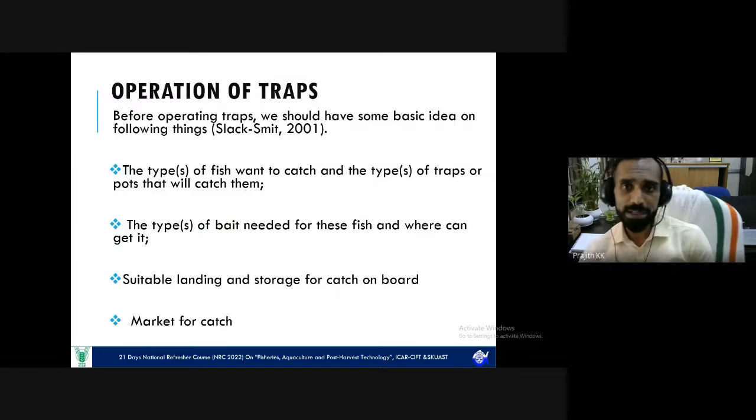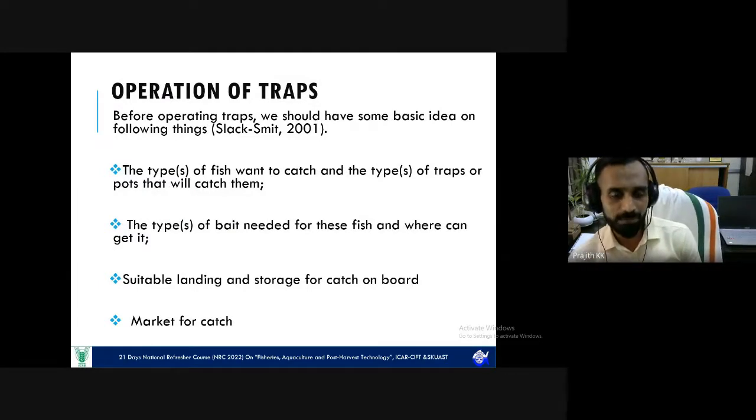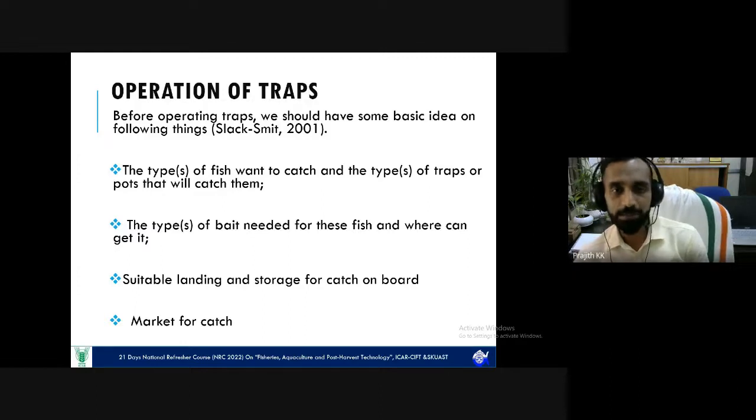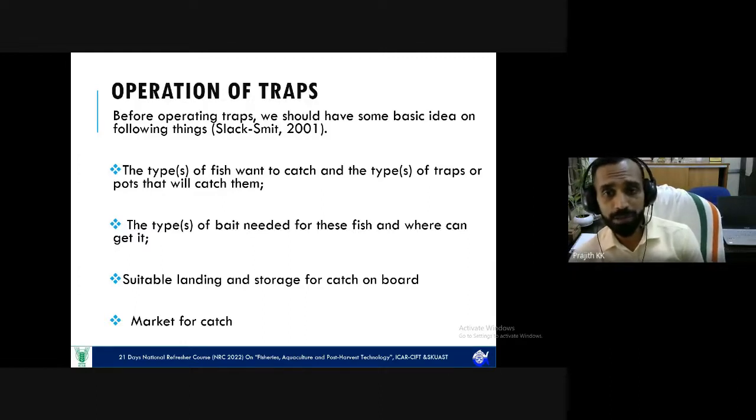Then coming to the operational aspects of the trap, before operating it, we have to know some basic factors and keep them in mind. First, the type of fish we want to catch and the type of trap to catch them. For example, as I told, for catching different animals we use different traps. So what kind of fish we have to harvest should be kept in mind. For harvesting crab, the structure will be different. For harvesting lobster, that will be different. So that needs to be considered.